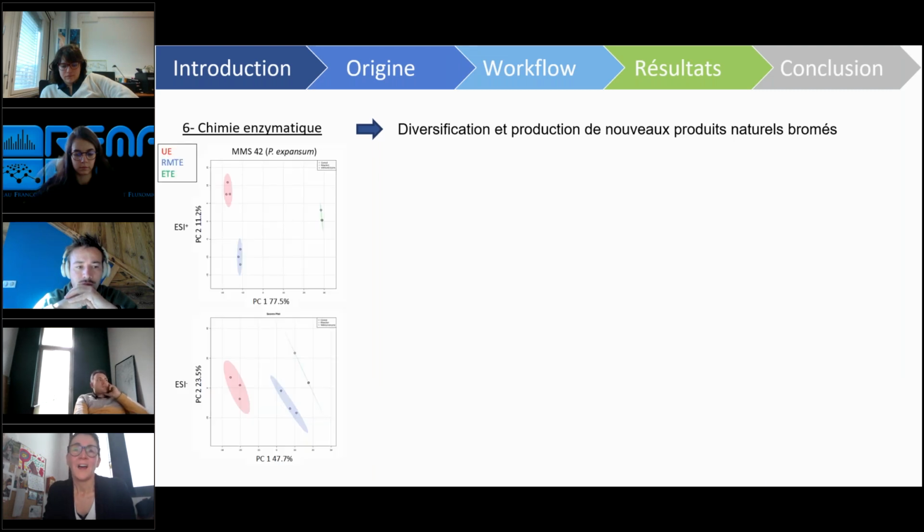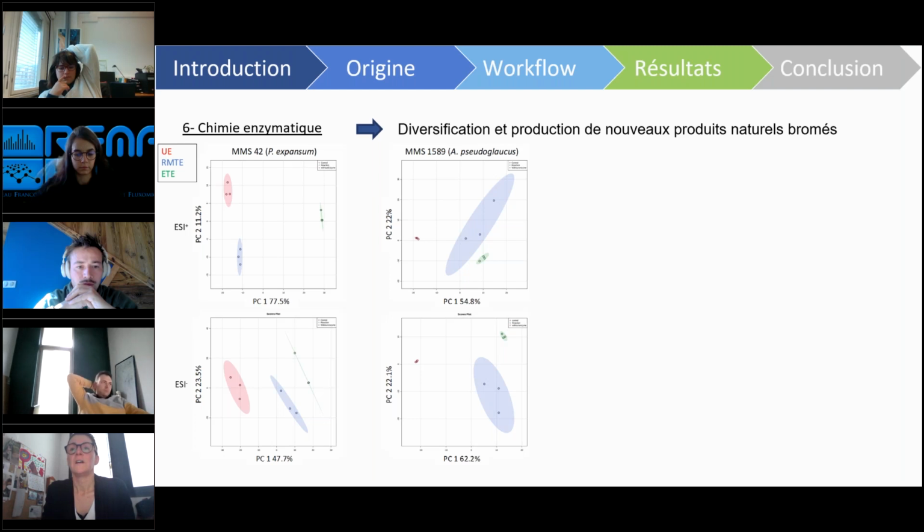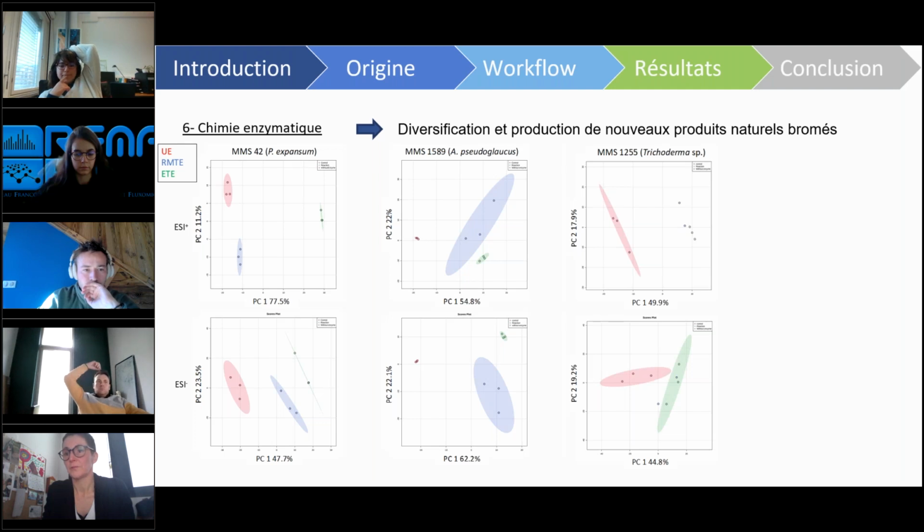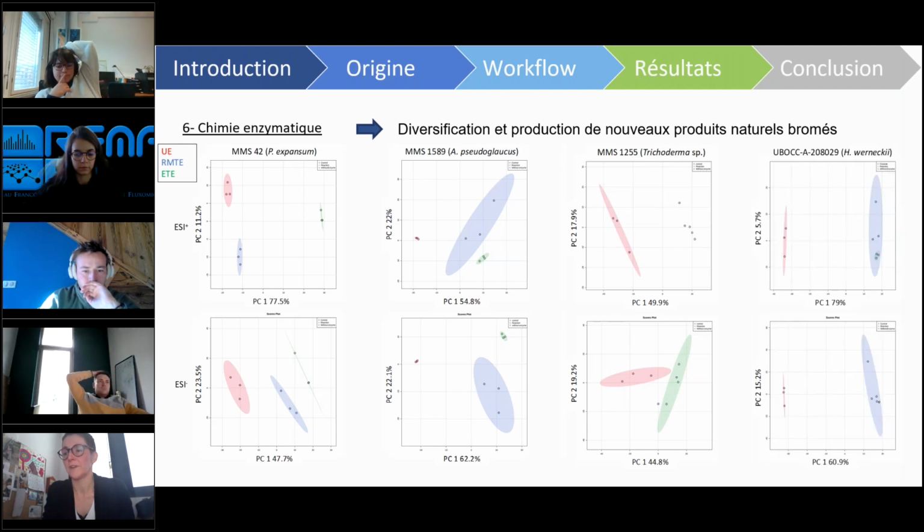Next, please. So for one of the strains, you have here the PCA, the principal component analysis, in positive and negative mode for Penicillium expansum extracts. In red, you have the untreated extract. In blue, you have the extract treated with the reaction medium, but without the enzyme. And the enzyme treated extract in green. The second is Aspergillus pseudoglaucus, the third Trichoderma, and the fourth Oertel wernickii.